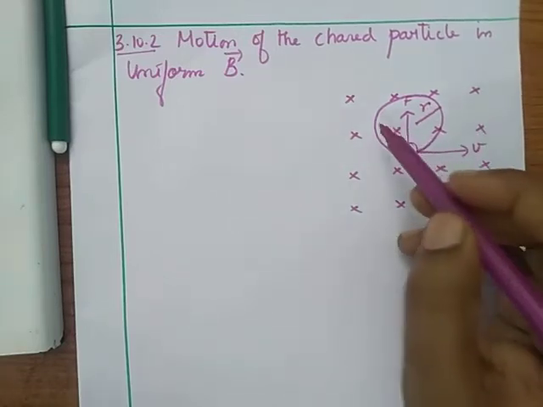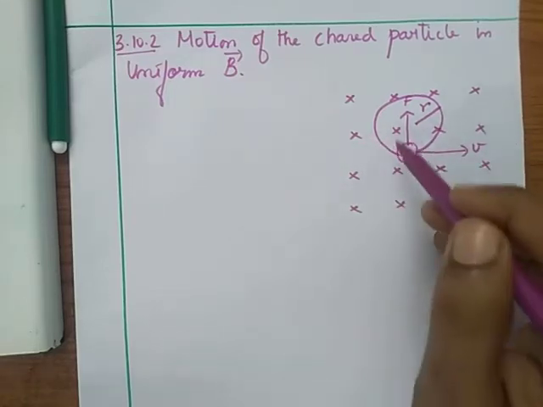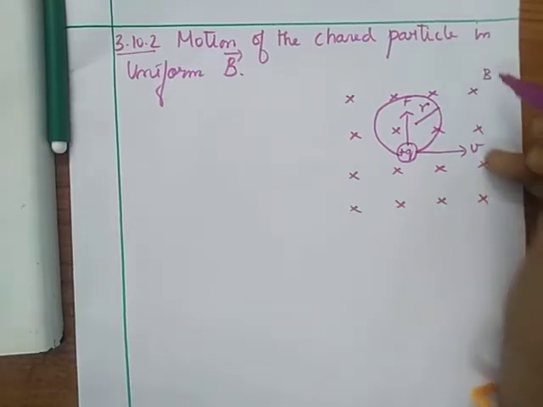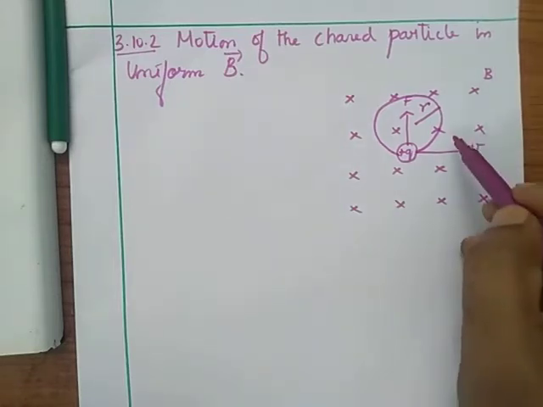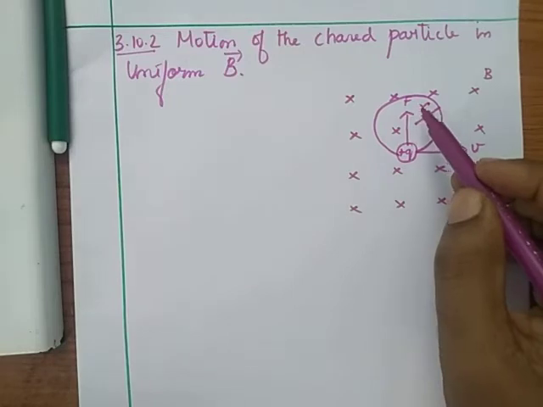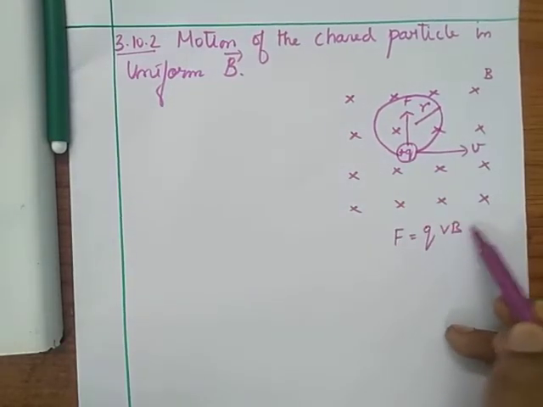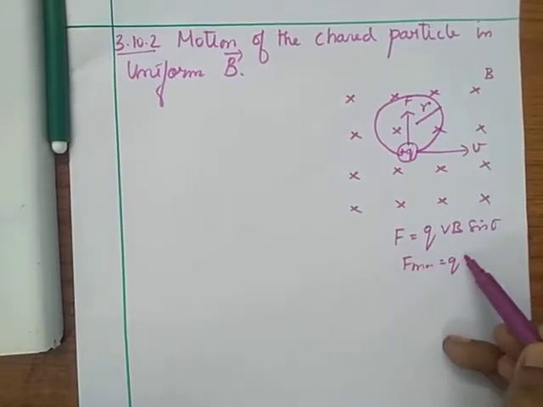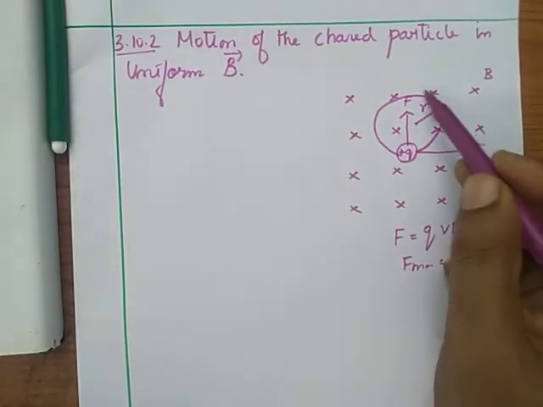Here the cross represents the magnetic field going into the paper. This plus q charge moves with velocity v in the magnetic field B. Then the angle between the v vector and the B vector is 90 degrees. Then the force will be maximum, as you know very well, because F is equal to q v B sin theta. Theta becomes 90, so we get the maximum force, that is q v B. Due to that force it moves in a circular path.